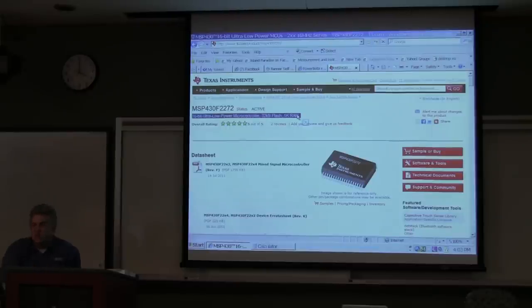Because in this case, the microcontroller is handling some of the measurements on the board. It's measuring temperature. It's actually measuring current. It's measuring voltage. So it can tell you when your battery is about to go low. And via that, it's going to send you via your RS-232.